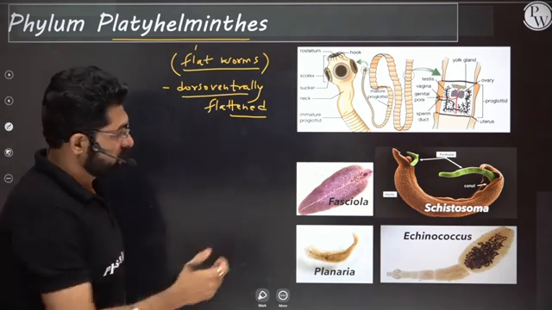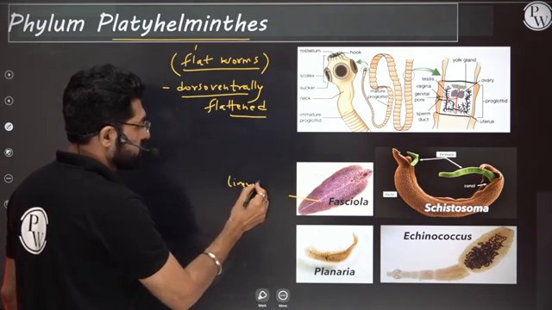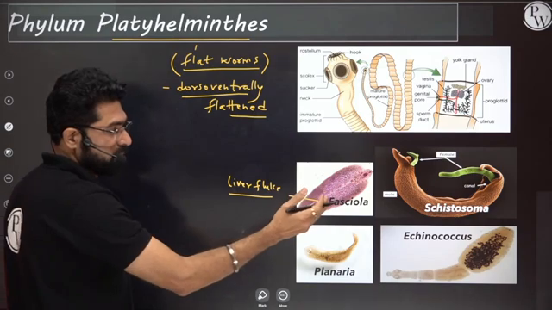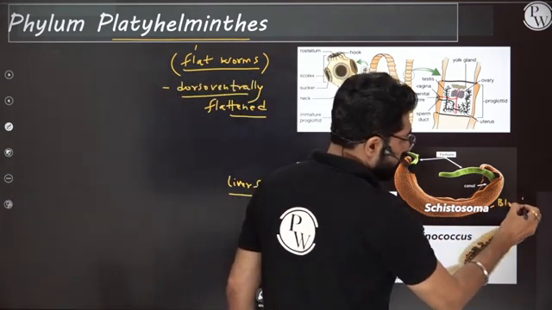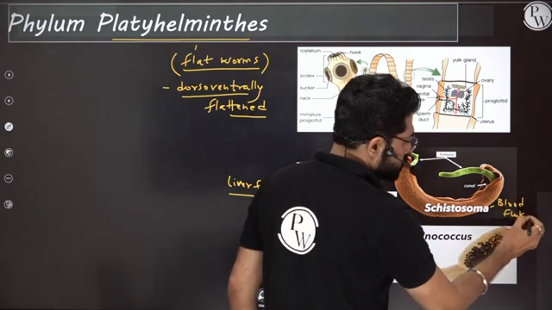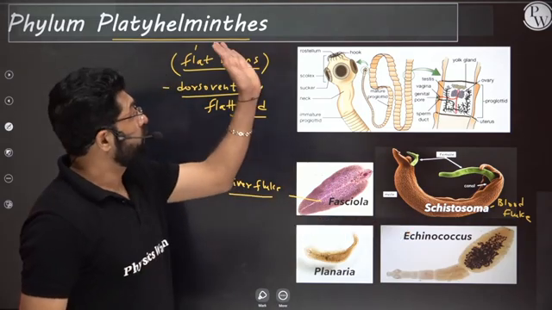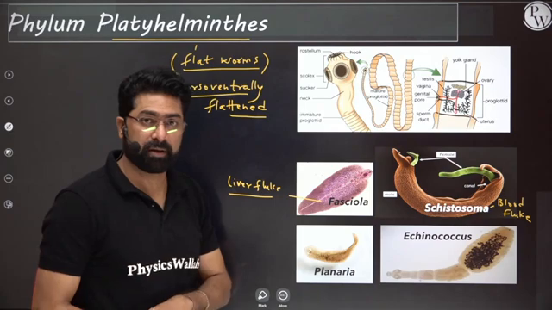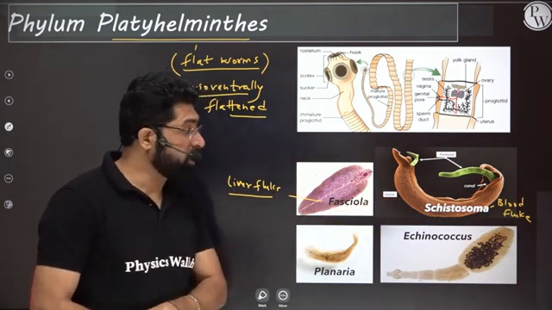Here you can see this is Fasciola, the common liver fluke. Schistosoma is called the blood fluke. And in Schistosoma, it is the one platyhelminth which is dioecious. Male and female you can see separate. Female is inside the gynecophoric canal of male.